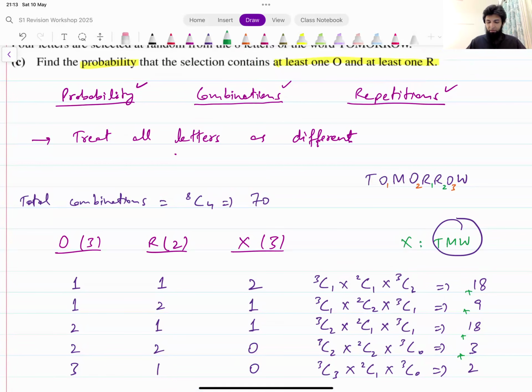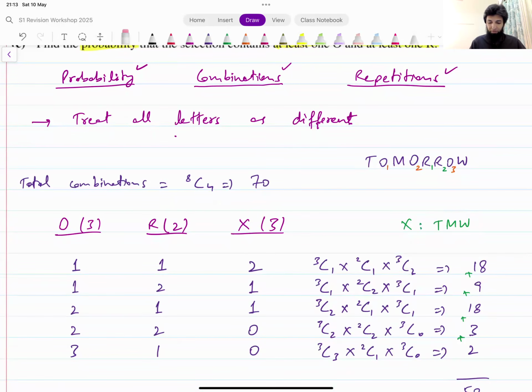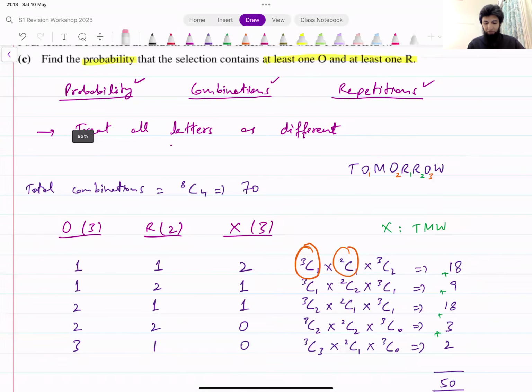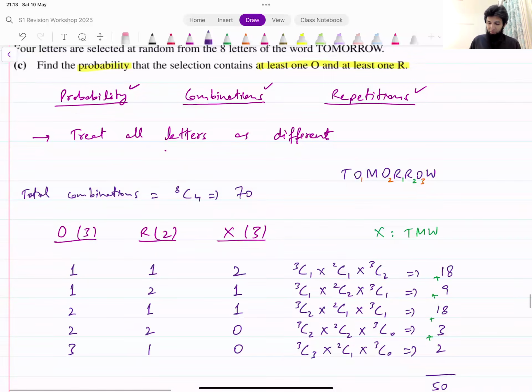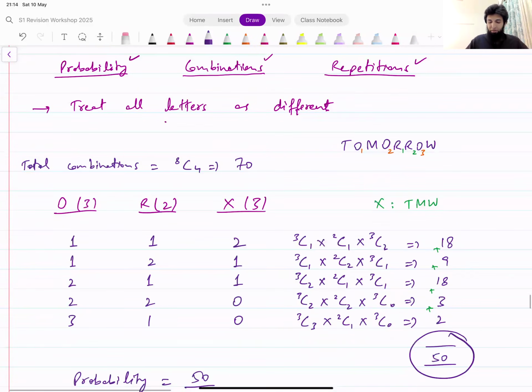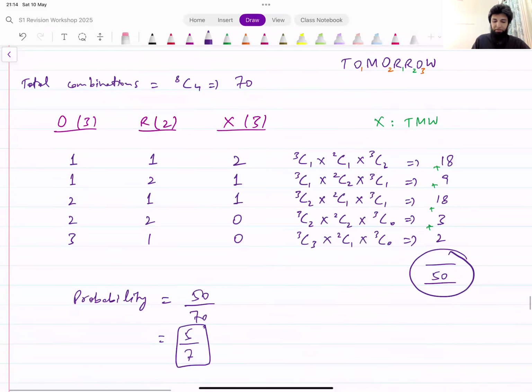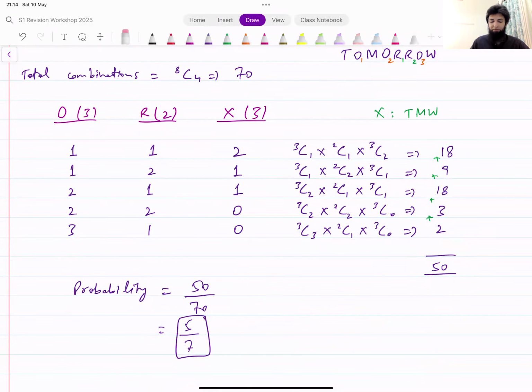You find their number of selections. Now, in this case, you see what's happening. We are doing 3C1. We're doing 2C1 as well, because we are treating these letters as different. So we have to select those letters as well. In probability, in combination problems, you have to select those repeated letters as well. When we just find number of selections, in that case, we don't do this, okay? So you find all of those cases, add them up together, that gives you 50. 50 divided by the total number of possible combinations, that's 50 over 70, that's 5 over 7, that's the probability that you get from this.